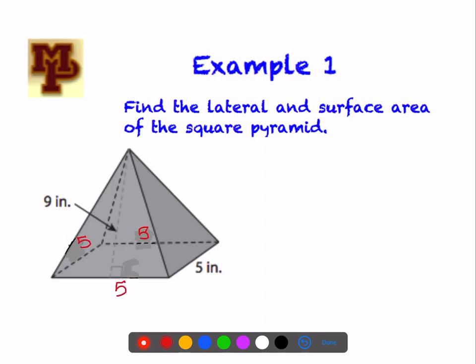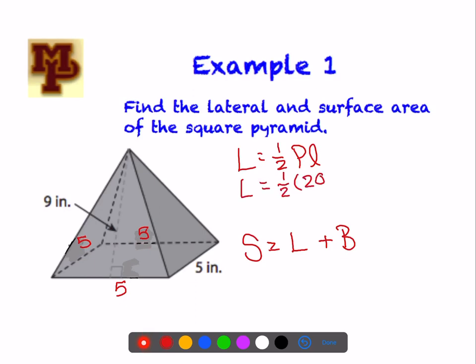From there, we can use our equation. L is equal to 1/2 perimeter times our slant height. And surface area is equal to lateral area plus the area of our base. In this case, we can clearly see that our slant height is 9. Our perimeter is 5 plus 5 plus 5 plus 5, or 20. And so we'd have lateral area is equal to 1/2 of 20 times 9.